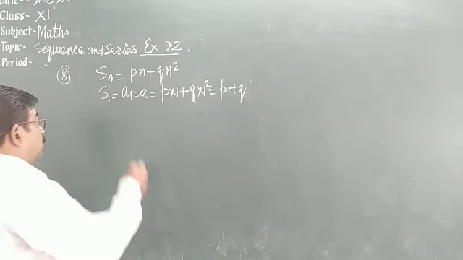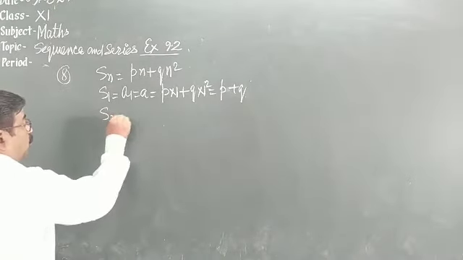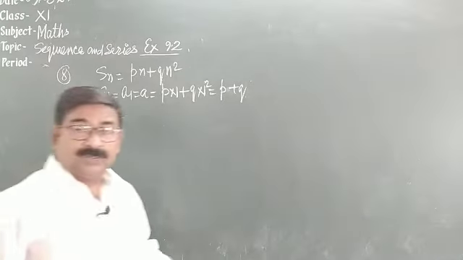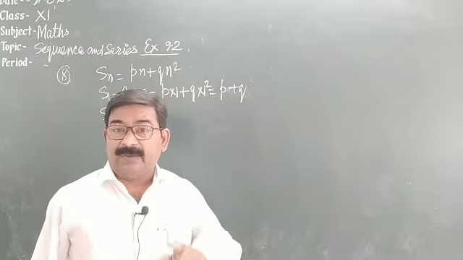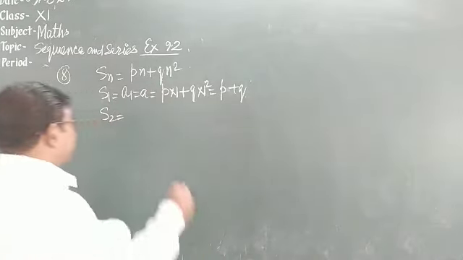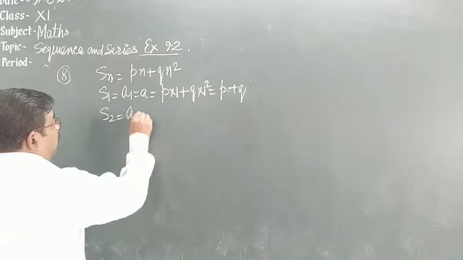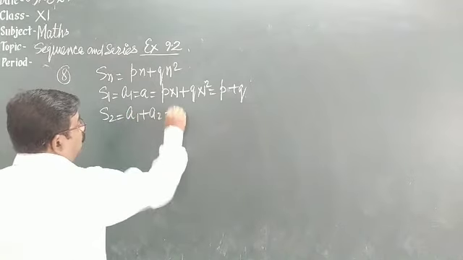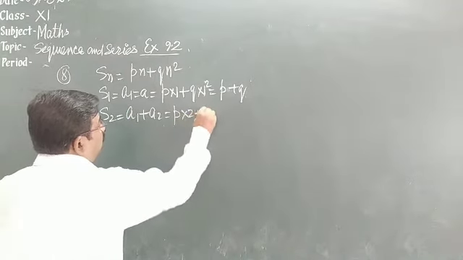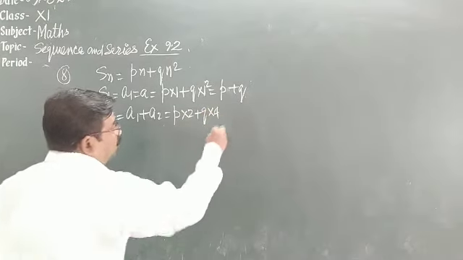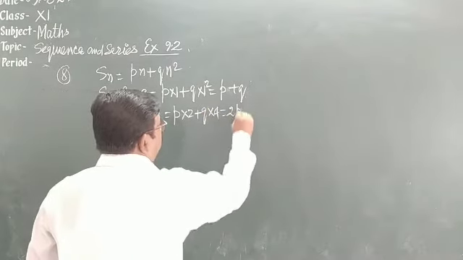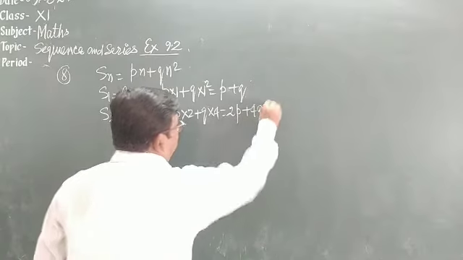Now put n is equal to 2. So S2 means sum of two terms, and sum of two terms means A1 and A2. So we can write here A1 plus A2 is equal to P into 2 plus Q into 4, because 2 is square. So we have 2P plus 4Q.